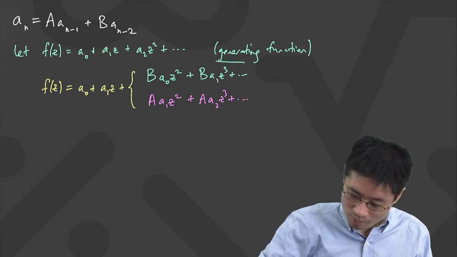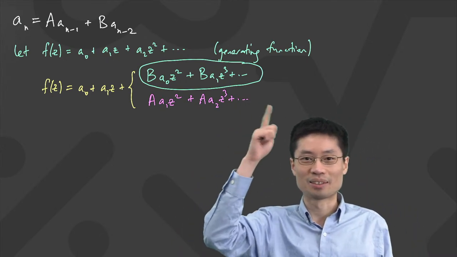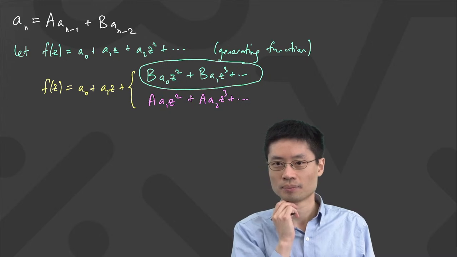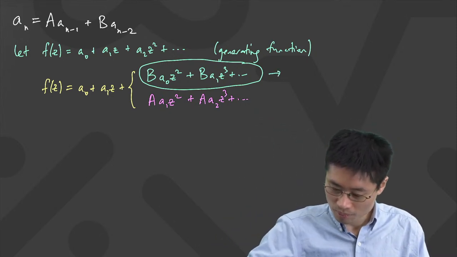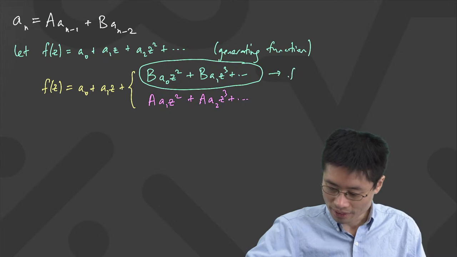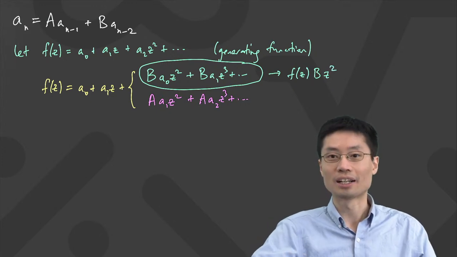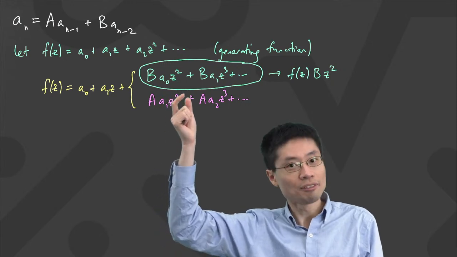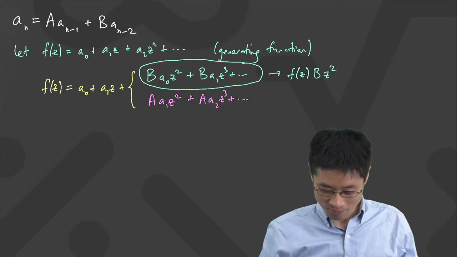Now, can someone help me figure out what this top thing is? If you raise your hand, I'll call on you. And what do we write here? Christopher, you said f of z times b z squared. Just staring at that, I'm like, yes, there's definitely a b that comes out because the f of z had no b. And indeed, f of z would have started from a0 with no z's, but there's two extra z's. So that's good.